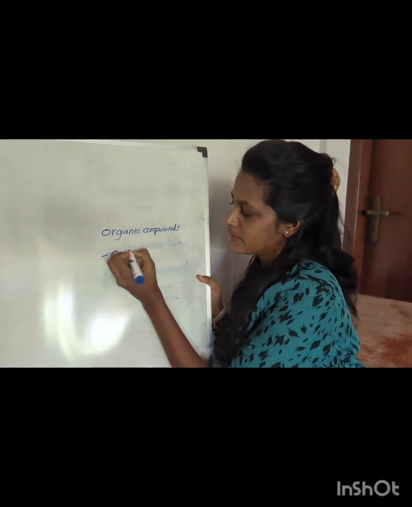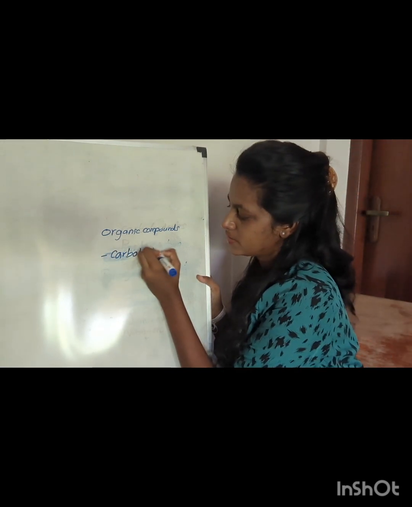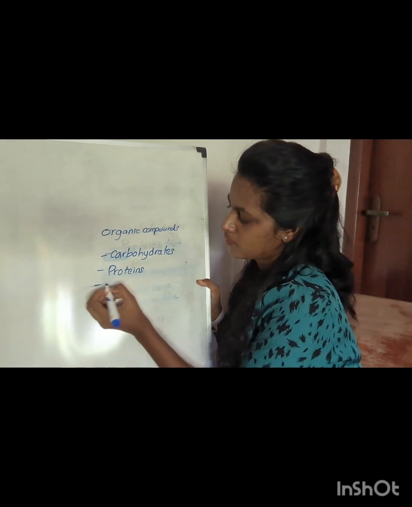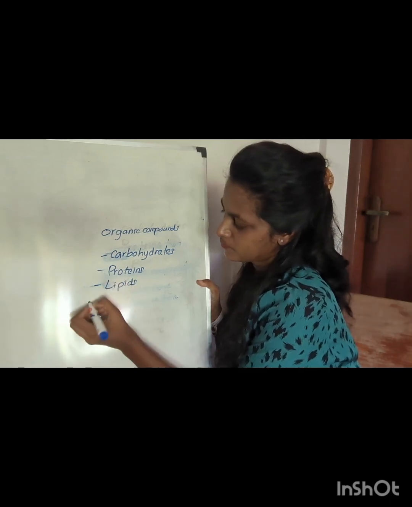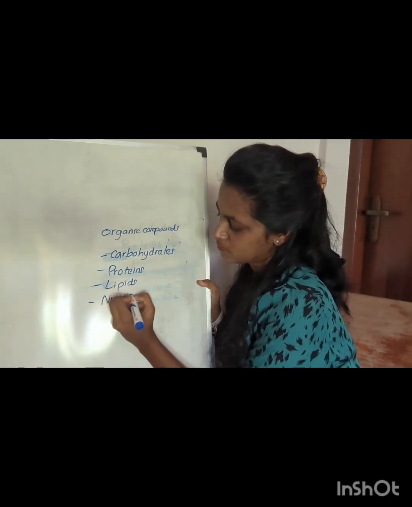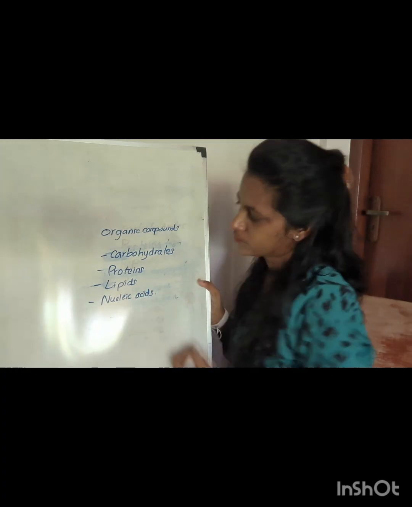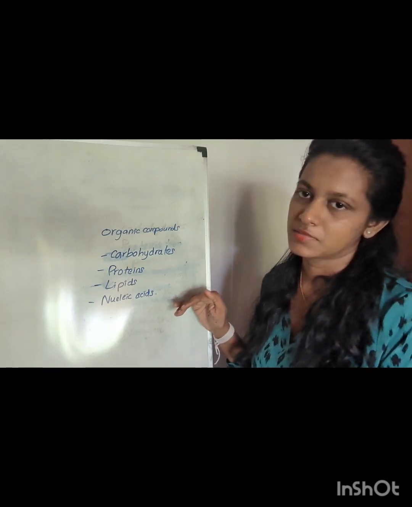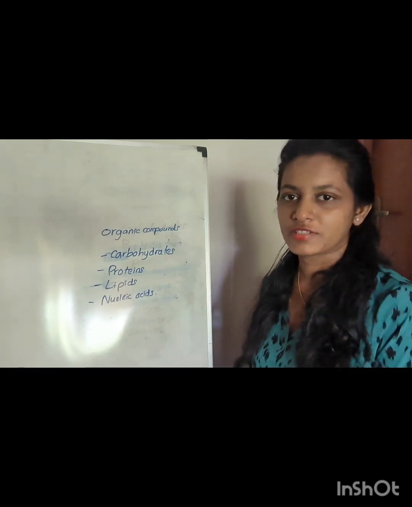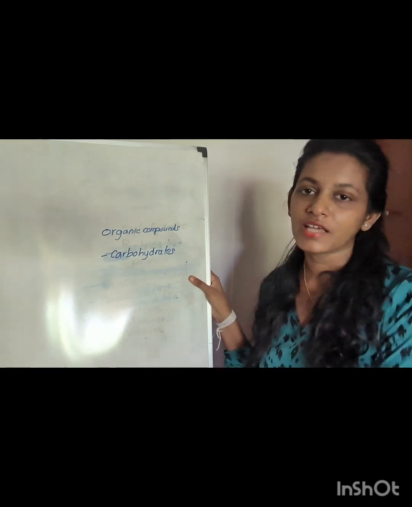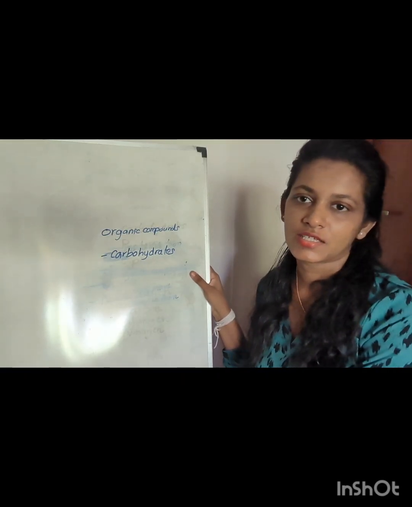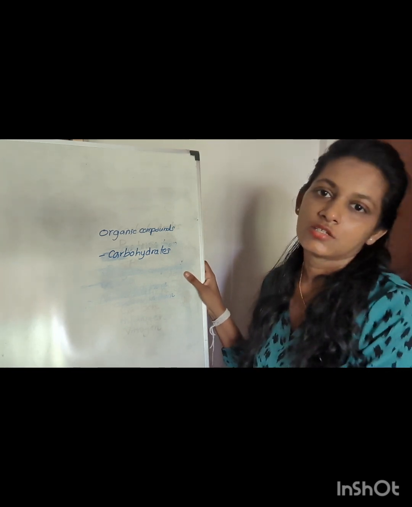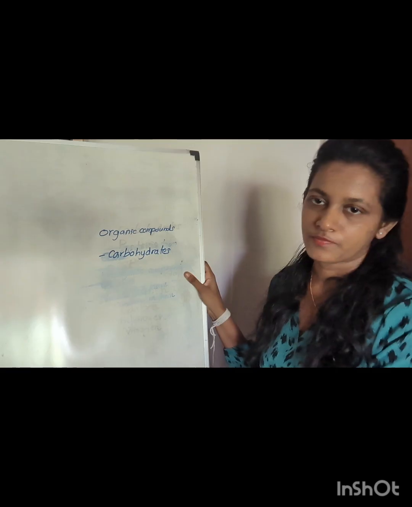They are carbohydrates, proteins, lipids, and also nucleic acids. So these are the four main types of organic compounds that are found in living systems. So let's look at carbohydrates first. There are several different types of carbohydrates. These carbohydrates can be found in foods such as rice, grains, sugar, sweet potato, and potatoes.